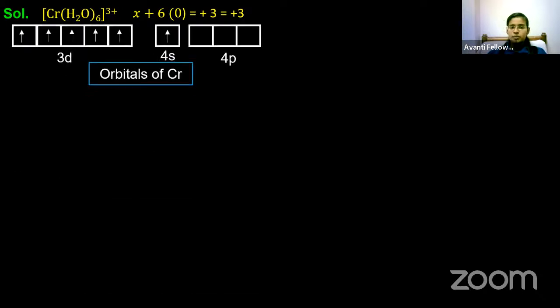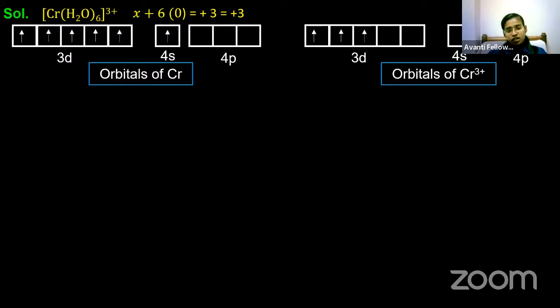Okay, let's see. Let me start with the first complex. This is chromium. What is the oxidation state of chromium here? Yes, it is 3. Water is a neutral ligand, so no charge, and the oxidation state is just equal to the charge on the complex, which is 3. The configuration of chromium is 3d5 4s1. If I remove 3 electrons, I will get 3d3 4s0. So how many unpaired electrons do we have here? 3.